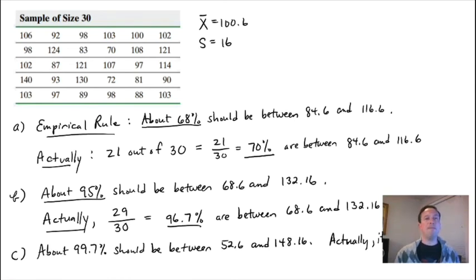All right, and finally, the empirical rule tells us that about 99.7% of the values will be between 52.6 and 148.16. Again, add and subtract 16 from these. So subtract first and then add. Now the data set, all of the numbers are between these, which is 100%, which is, again, very close to 99.7. So again, it's a pretty good estimate.